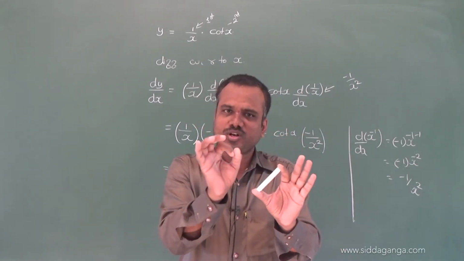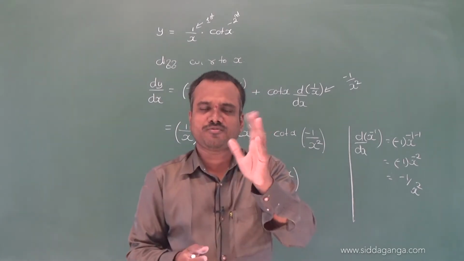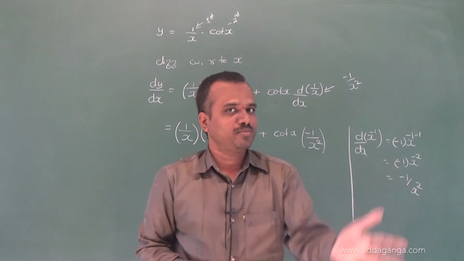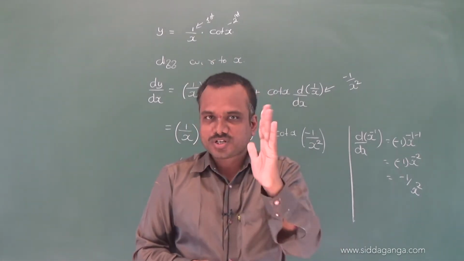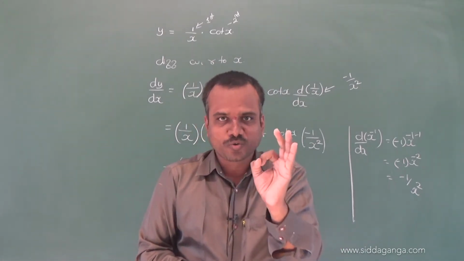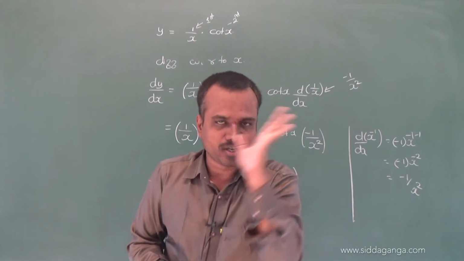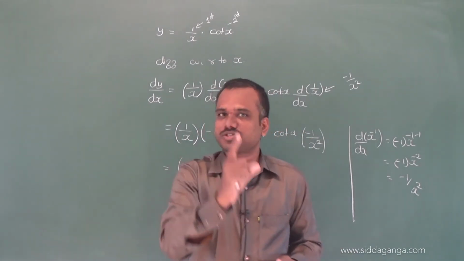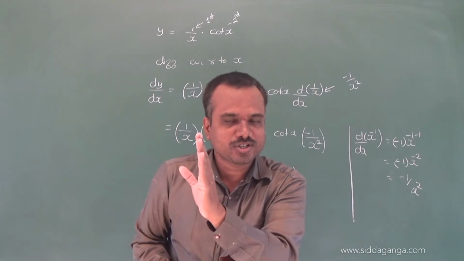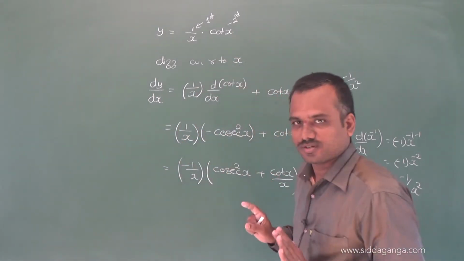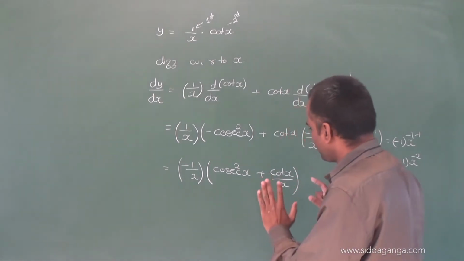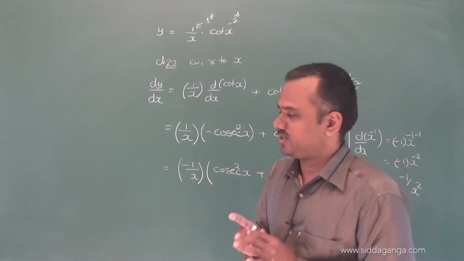So now we discuss only product of two functions. For 3 and 4 we will see later, it is in the second PUC. For first PUC, only product of two functions. First function into derivative of second function plus second function into derivative of first function. This is the procedure. Okay, I think you are clear about rule three.